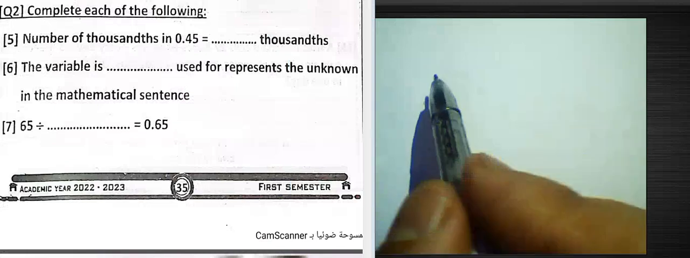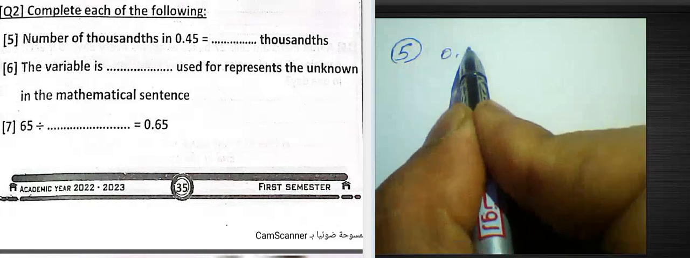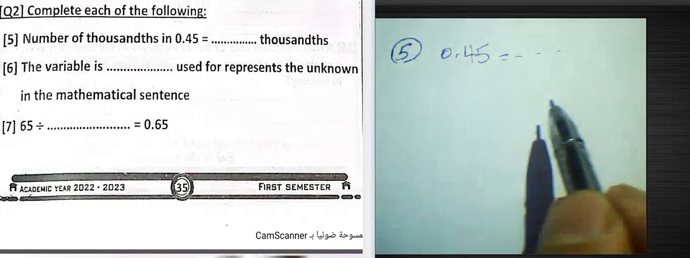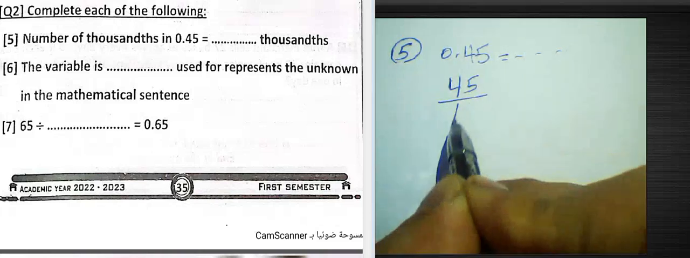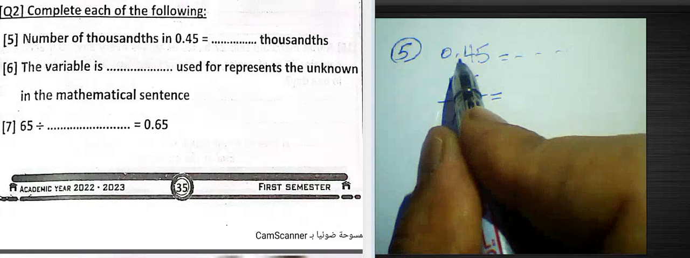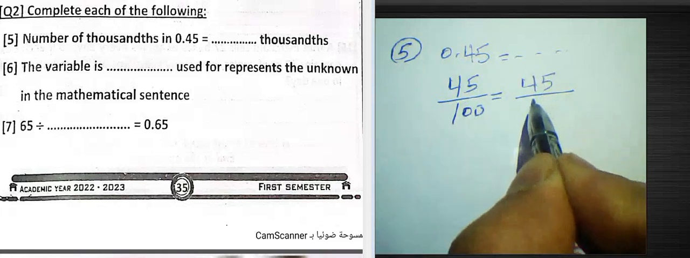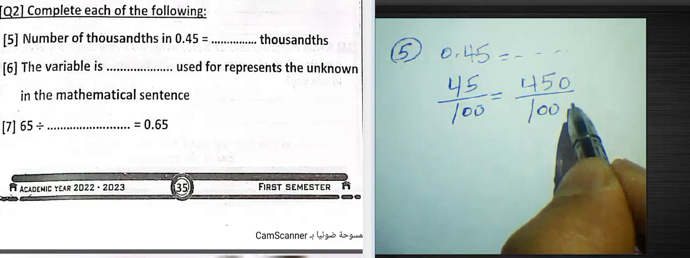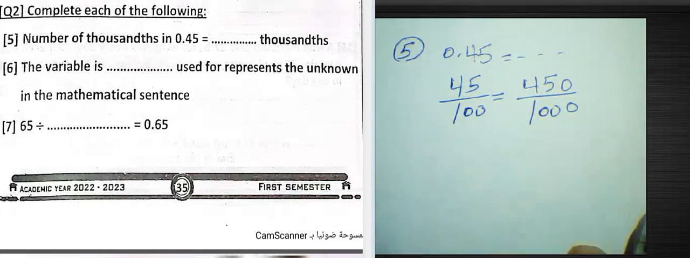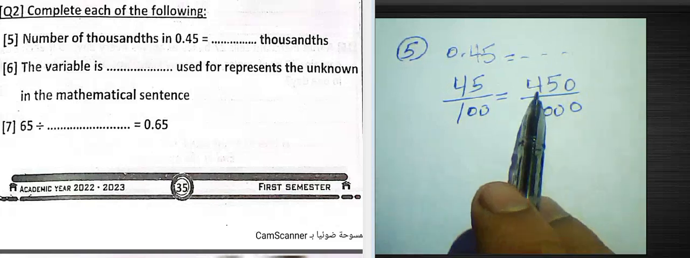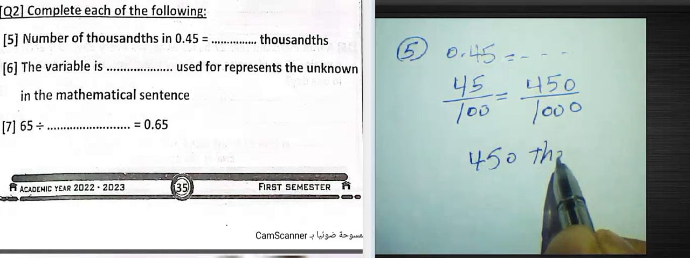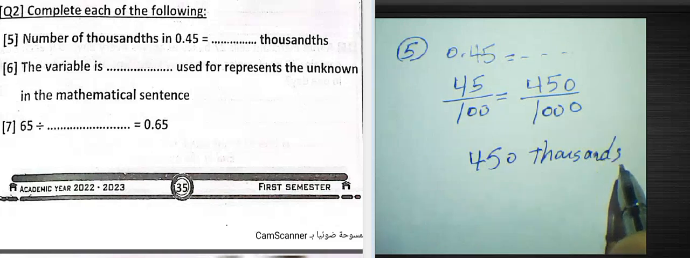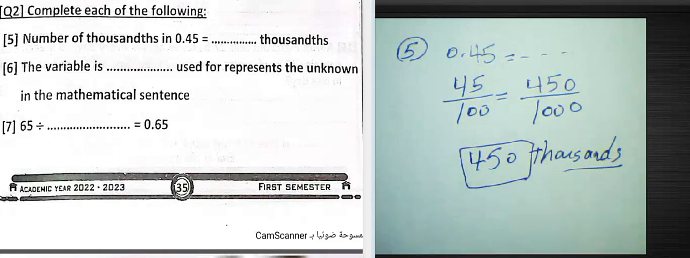Look at question number 5. Number of thousands in 0.45. He asked about the number of thousands. We know 45 over 100 means 0.45. Or we can write 45 over 100, multiplying numerator and denominator by 10. So the number of thousands in this example will be what? 450. It will be 450 thousands. So the result we must write for question number 5 is 450.